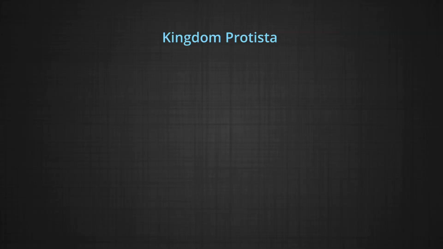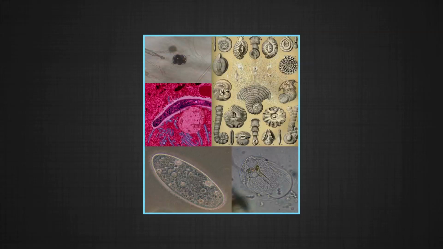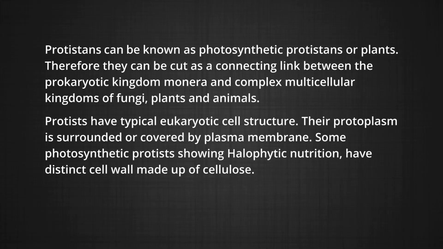Second kingdom, Protista. Protists are water-dwelling organisms. They live in water bodies like seas, oceans, etc. Some protistans are found on the surface of the water as plankton. Others are found in the bodies of organisms as parasites. Protists are single-celled, meaning unicellular, eukaryotic microorganisms and are known as ancestors of multicellular eukaryotic organisms. Protistans can be photosynthetic, like plants. Therefore, they can be called a connecting link between the prokaryotic kingdom Monera and the complex multicellular kingdoms of fungi, plants and animals.